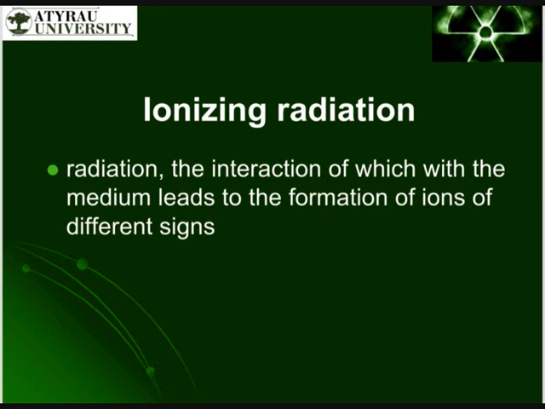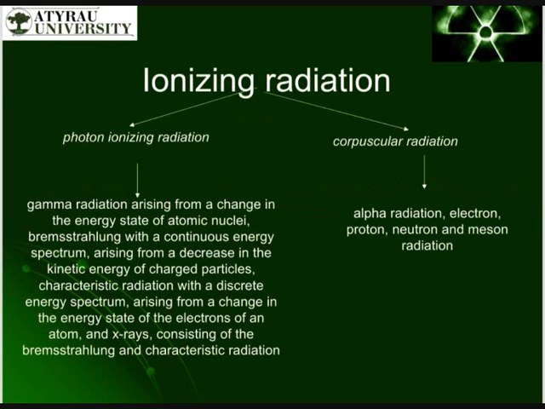Ionizing radiation is the radiation, the interaction of which with the environment leads to the formation of ions of different signs. Ionizing radiation, which is composed of charged particles such as electrons, protons, alpha particles, which have sufficient kinetic energy to ionize upon collision, is called directly ionizing radiation. Ionizing radiation, which is composed of uncharged particles such as neutrons or photons, which in turn can create directly ionizing radiation and cause nuclear transformation, is called indirectly ionizing radiation.